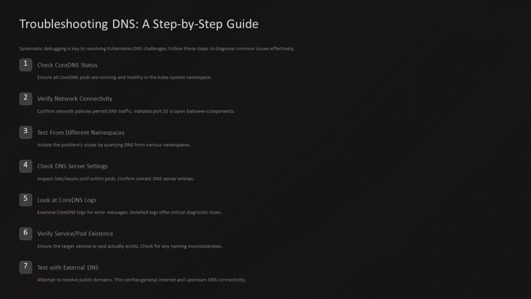Another common issue is network policies blocking DNS traffic. DNS uses port 53, so make sure your network policies aren't being too restrictive. Sometimes pods can't resolve DNS because they're not configured with the right DNS server. You can check a pod's DNS configuration by looking at /etc/resolv.conf inside the pod. And here's a pro tip. If you're seeing intermittent DNS issues, it might be a performance problem. CoreDNS might be overwhelmed, especially in large clusters. You might need to scale it up or tune its configuration.